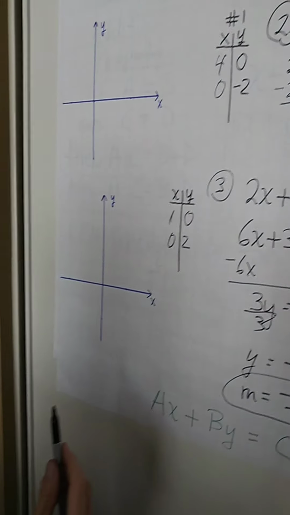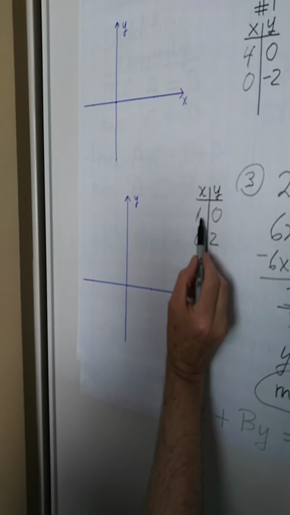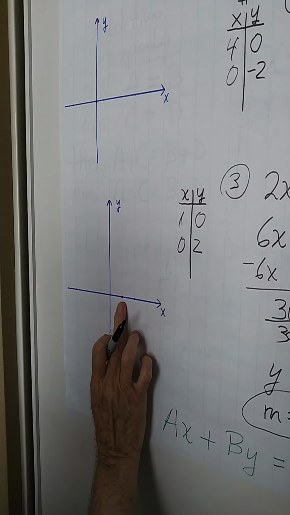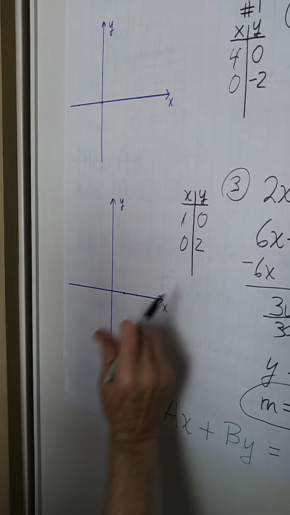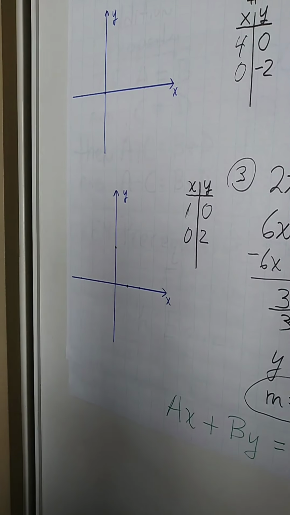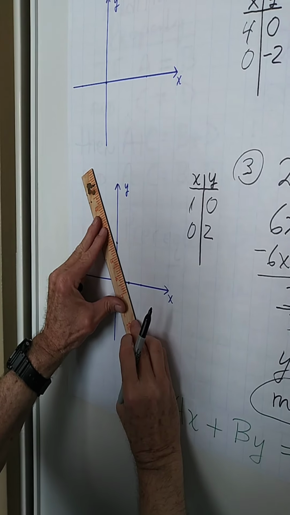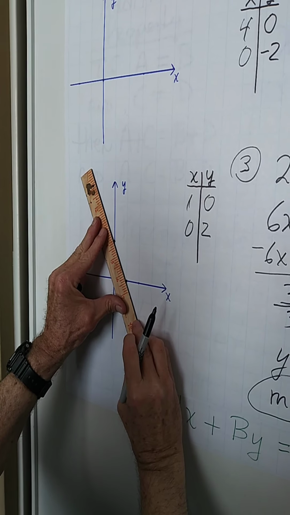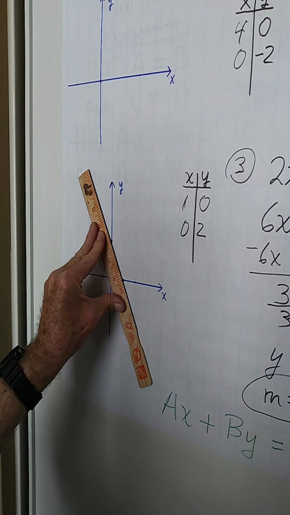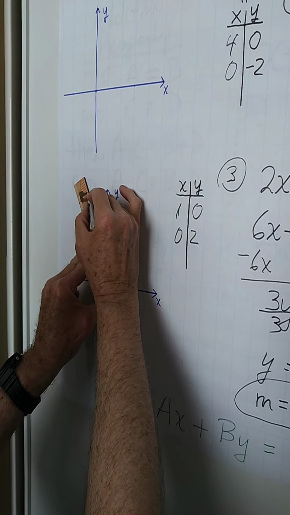Let's plot. Let's go to here. 1, 0. 0, 2. X is 0, up 2. Be safe. Line it up. Don't be in such a rush. You want to make sure that that line goes through the hearts of those points. Make it long enough.